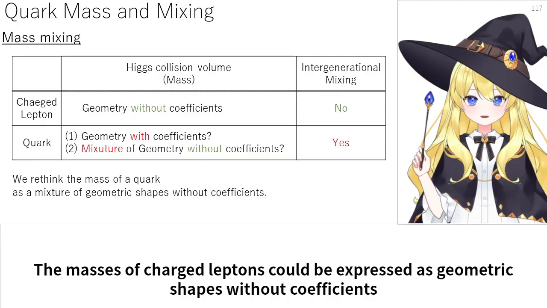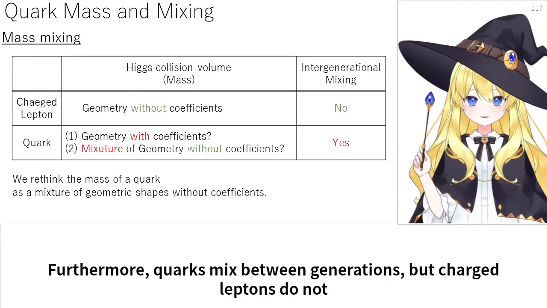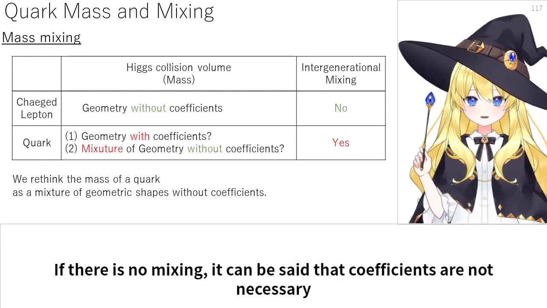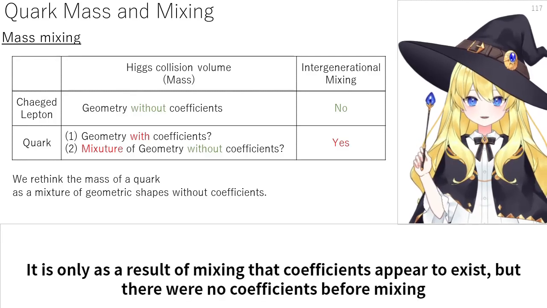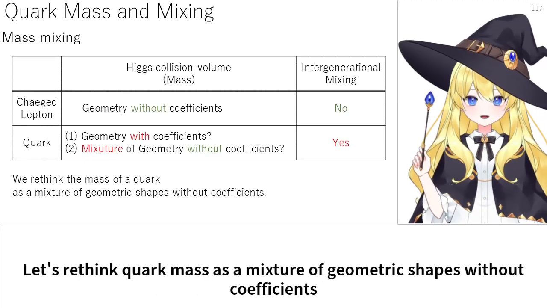The masses of charged leptons could be expressed as geometric shapes without coefficients. On the other hand, the masses of quarks had to be expressed as geometric shapes with coefficients. Furthermore, quarks mix between generations, but charged leptons do not. If there is no mixing, it can be said that coefficients are not necessary. It is only as a result of mixing that coefficients appear to exist, but there were no coefficients before mixing. Let's rethink quark mass as a mixture of geometric shapes without coefficients.